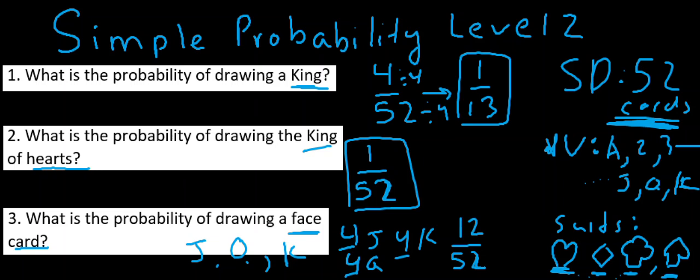Well, once again, we ask ourselves, what can 12 and 52 both be divided by? We know they can both be divided by 4, that's for sure. 12 divided by 4 would be 3 out of, and 52 divided by 4 would be 13. So it turns out the probability of drawing any face card will be 3 out of 13.